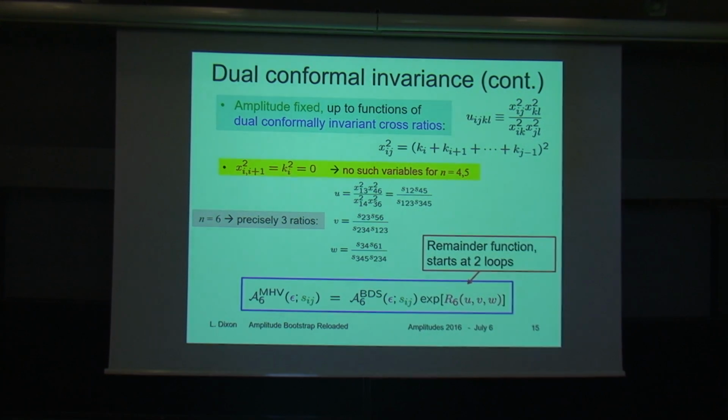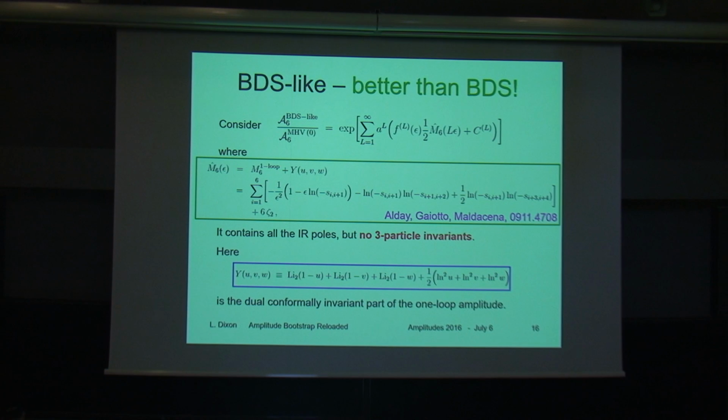So the BDS ansatz can be used to define the remainder function. Since this had the full one-loop amplitude in it, the remainder function starts at 2 loops. And also there's nice properties of the remainder function that it vanishes in the collinear limit and so on. But I do have to take this hat off now because it turns out that there's a much better ansatz than the BDS ansatz, which it took us a while to figure out. It's called BDS-like.